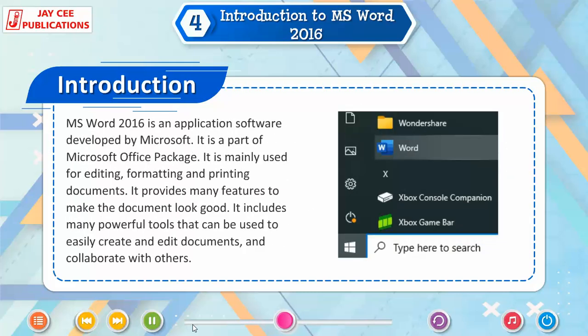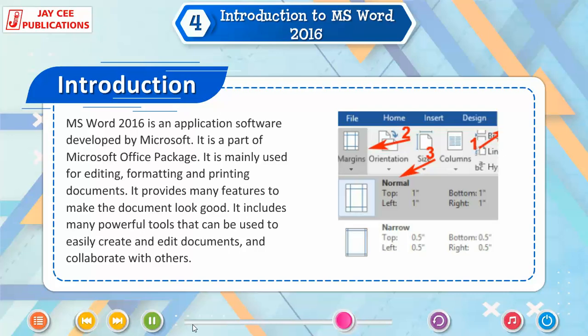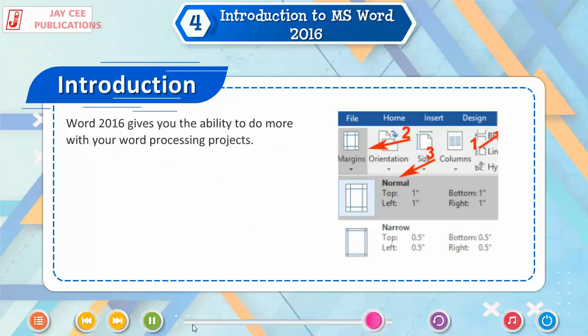MS Word 2016 is an application software developed by Microsoft. It is a part of Microsoft Office package. It is mainly used for editing, formatting, and printing documents. It provides many features to make the document look good. It includes many powerful tools that can be used to easily create and edit documents and collaborate with others. Word 2016 gives you the ability to do more with your word processing projects.